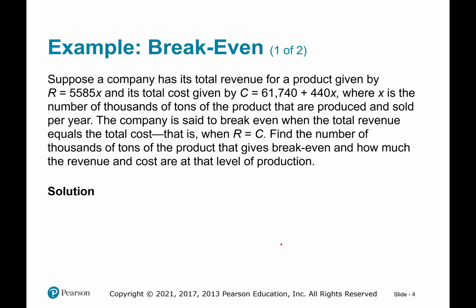The company is said to break even when the total revenue equals the total cost. That is when R equals C. Find the number of thousands of tons of the product that gives break even and how much the revenue and cost are at that level of production. So what I'm going to do is graph the cost function, graph the revenue function, and see where they meet. Okay, so let's do that.